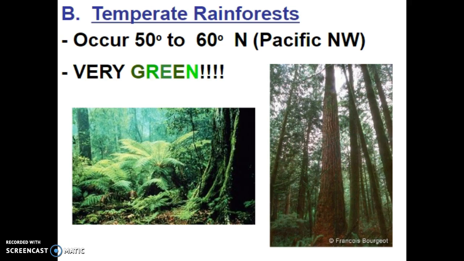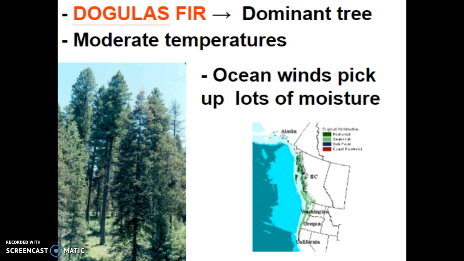Temperate rainforests. These are very wet forests that are found way further north of the equator. So think of the Pacific Northwest of the United States, places like Washington and Oregon. These are about 50 to 60 degrees north of the equator. These temperate rainforests are very green. The Douglas fir is a very dominant tree in the temperate rainforests.